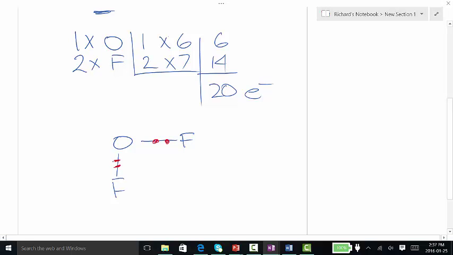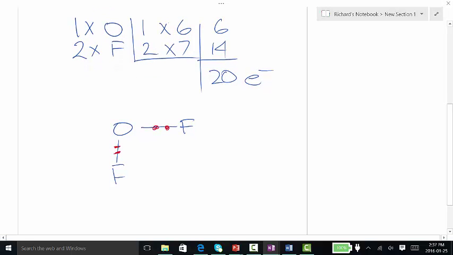So now I have to make the outside atoms happy. Well, each fluorine wants to have 8 valence electrons around it, or 8 electrons around it. This fluorine sees 2, wants 8, so it needs 6 more. So I'm going to give it 6 more. This fluorine, same deal. Sees 2, wants 8, needs 6 more. So I'm going to give it 6 more. Now, each of the fluorines is happy. Each fluorine has 2, 4, 6, 8 electrons around it.